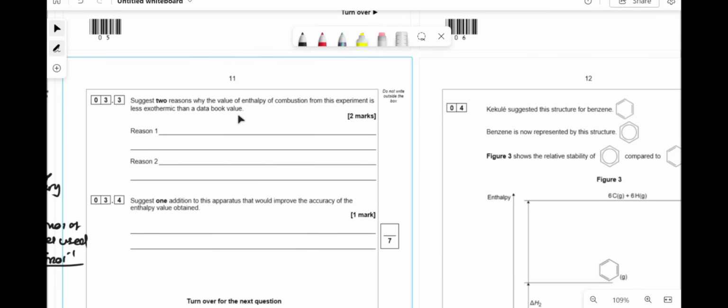Suggest 2 reasons why the value of enthalpy change of combustion in this experiment is less exothermic than a data book value. The enthalpy change here that we're working out is working on the assumption that we're losing that heat energy from the burner to the water. So what they found is that the water has taken more of that heat energy in, but we found that it hasn't taken as much. So there's 2 reasons for this.